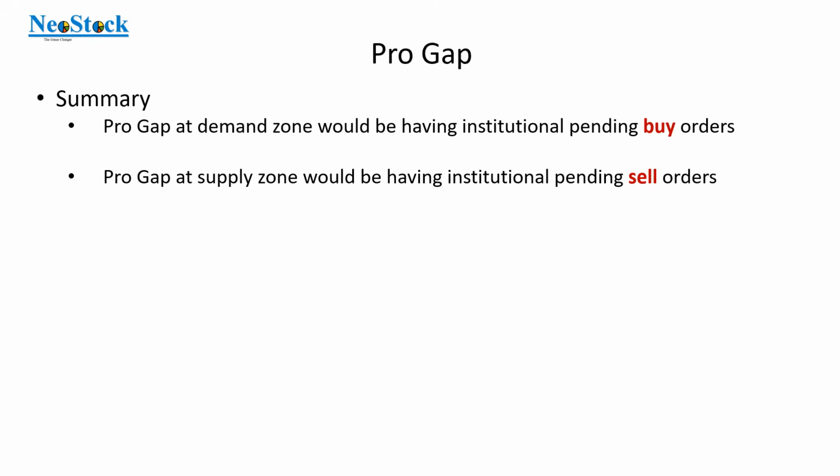So far you learned the demand zone is the area where we have institutional pending buy orders. Our supply zone is the area where we have institutional pending sell orders. Now you are also learning that, apart from the demand zone and supply zone, even the professional gap area has institutional pending buy orders or sell orders, depending on the location of the professional gap area. This is about the gap theory.